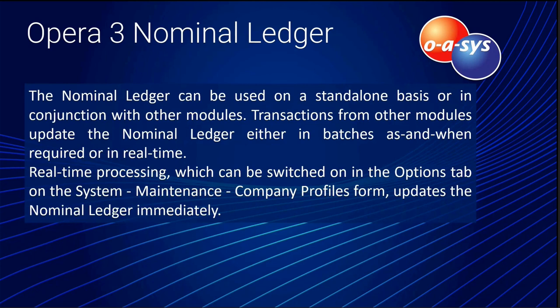The nominal ledger can be used on a standalone basis or in conjunction with other modules. Transactions from other modules update the nominal ledger either in batches, as and when required, or in real time. Real-time processing, which can be switched on in the Options tab on the System Maintenance Company Profiles form, updates the nominal ledger immediately. Now, I just want to mention as we go through our module today, my settings are based around the fact that I have real-time processing, real-time nominal, as well as open period accounting switched on in my system.